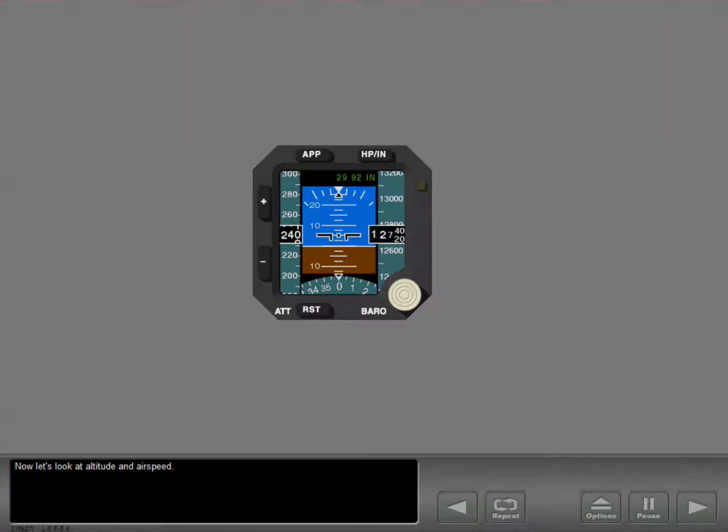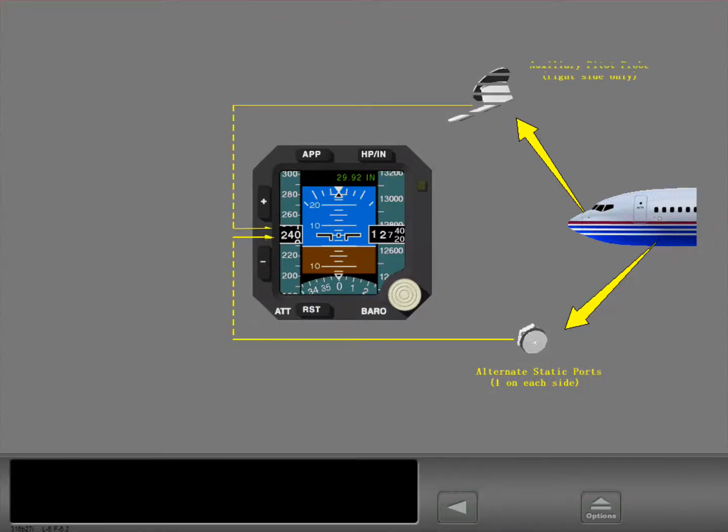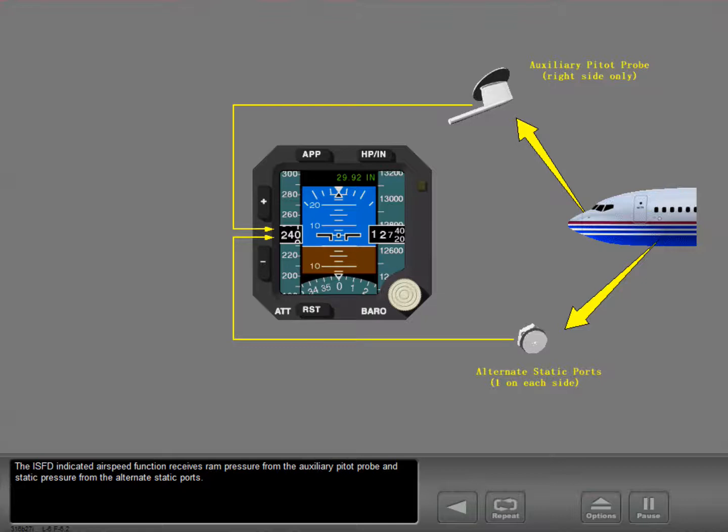Now let's look at altitude and airspeed. The ISFD altitude function receives static pressure from the alternate static ports. The ISFD indicated airspeed function receives ram pressure from the auxiliary pitot probe and static pressure from the alternate static ports.